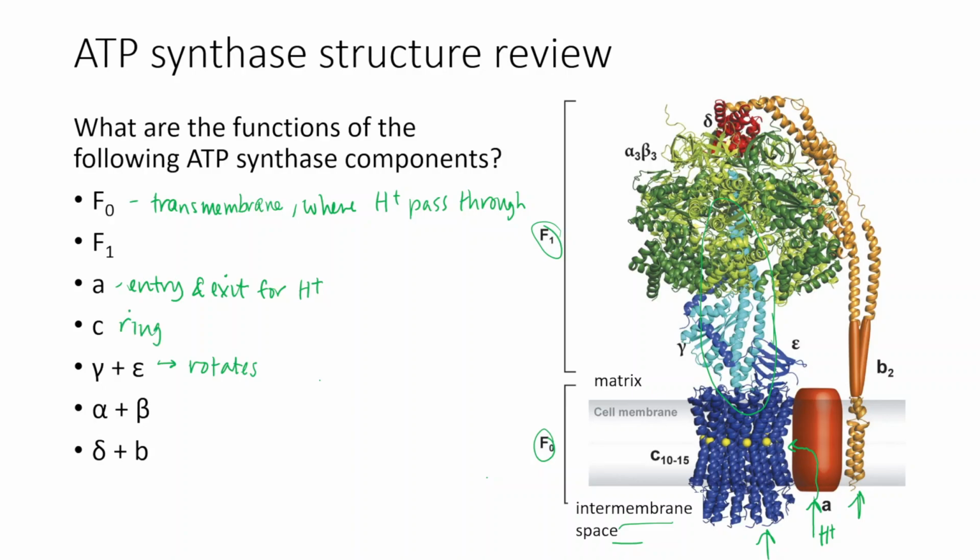So the C component is a ring. You can call it the C ring, and it rotates as the protons enter. And so essentially what's happening is this electrochemical gradient that we have from the protons is being turned into mechanical energy because it's physically pushing the C ring through the membrane.